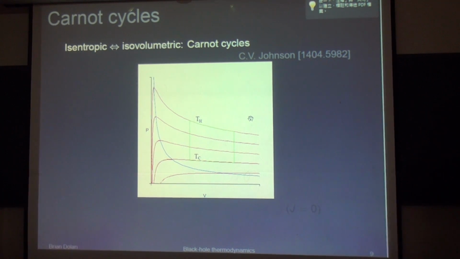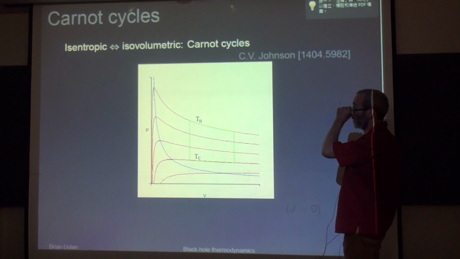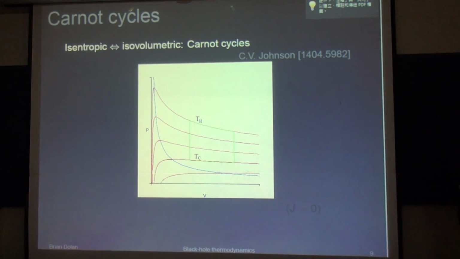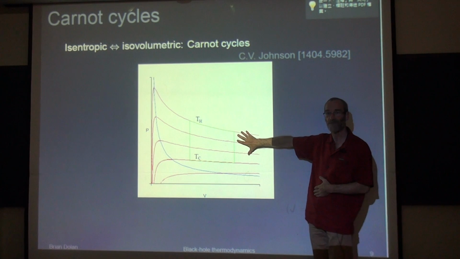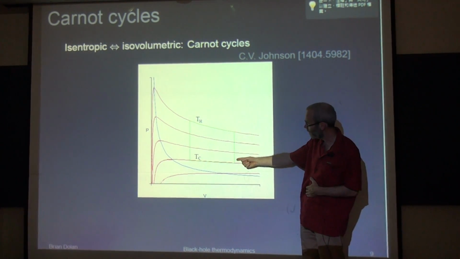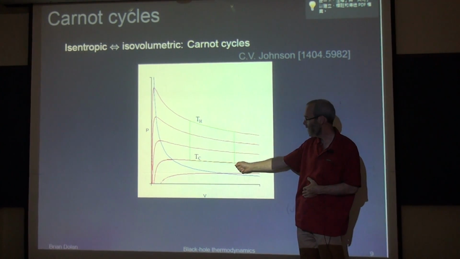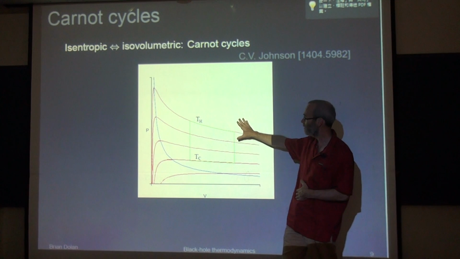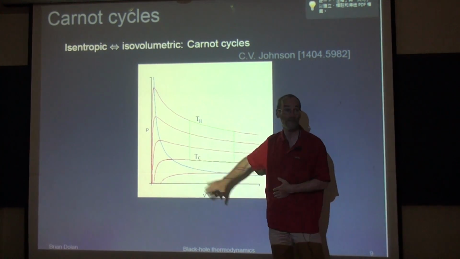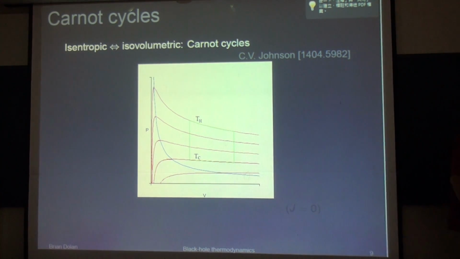The fact that when the black hole is not rotating, an isentropic process is the same as an isovolumetric process means that Carnot cycles in the PV diagram look like this. An adiabatic curve, a curve of constant entropy, is the same thing as a curve of constant volume, so they're vertical lines. So if you imagine taking a black hole through some cycle, a Carnot cycle, then it would look like this.